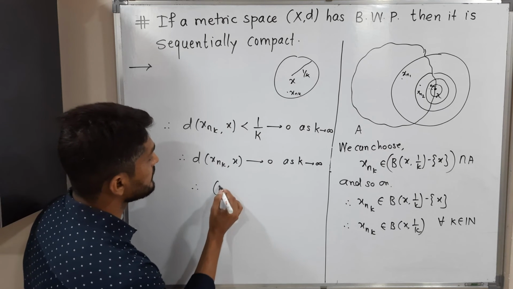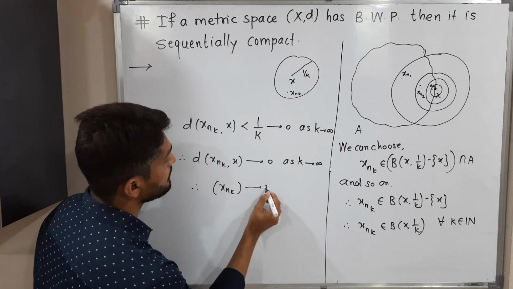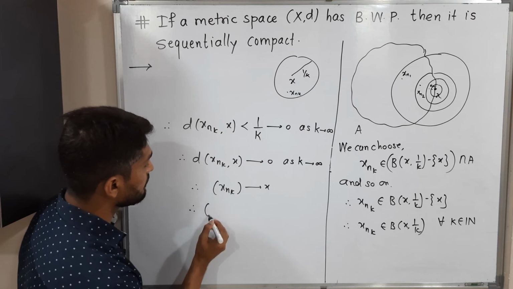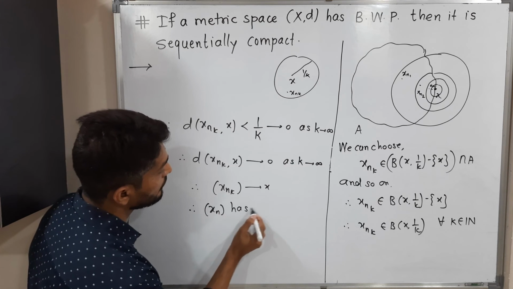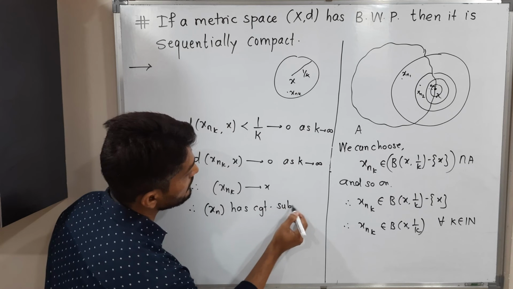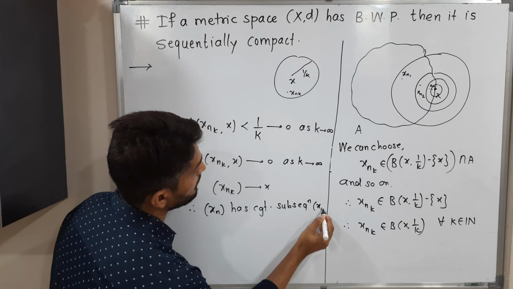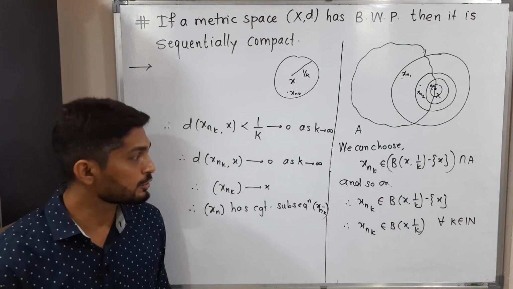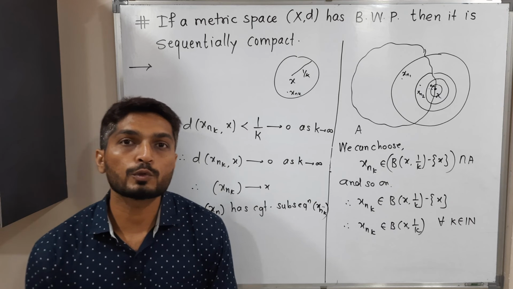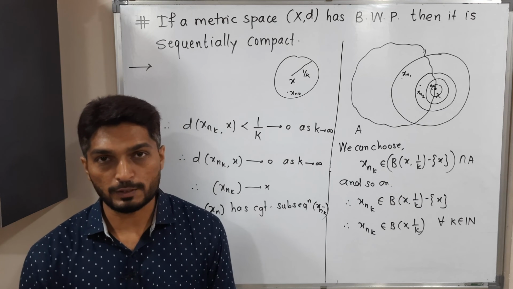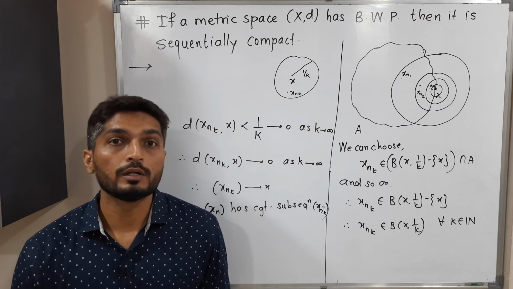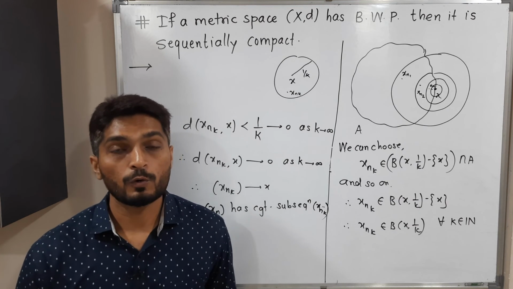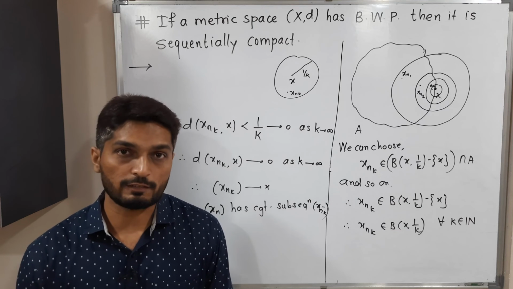So therefore I can say the sequence xn k converges to x. But basically it is a subsequence of xn. So therefore xn has a convergent subsequence xn k. So xn k is a subsequence of xn which is convergent. In the second case also we proved xn has a convergent subsequence. You know that in the first case we have already proved every sequence xn has a convergent subsequence.